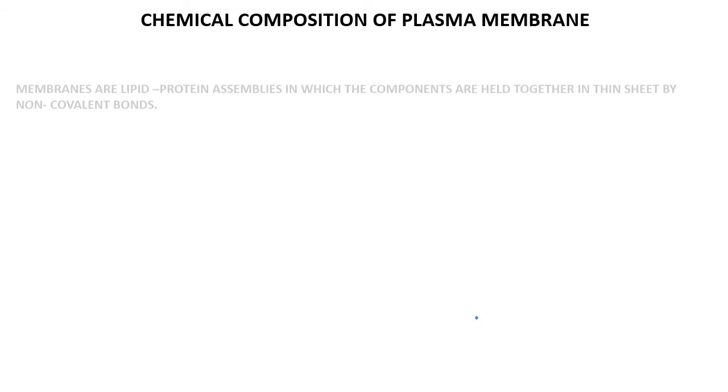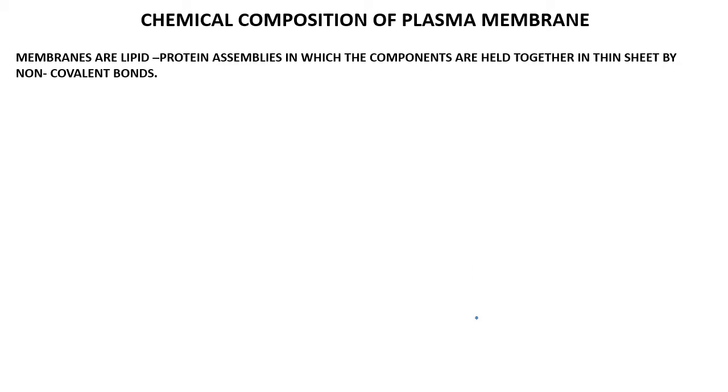The next topic is the composition of plasma membrane. What is the chemical composition of plasma membrane? That means what it is made up of. The plasma membrane, as I told you, is made up of protein and lipids.